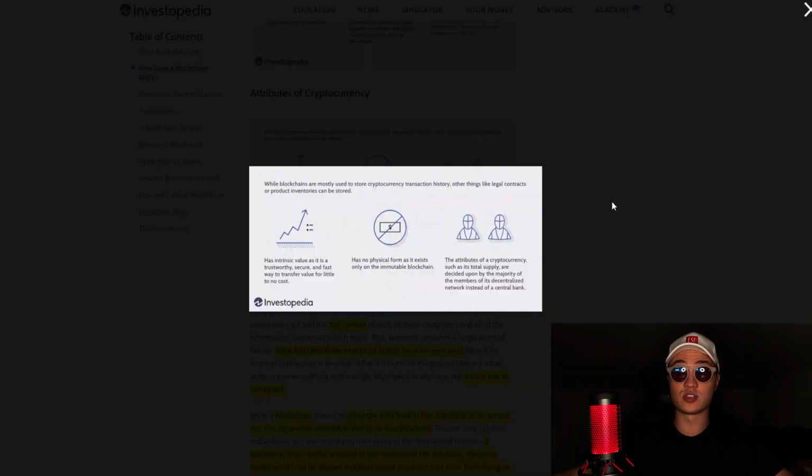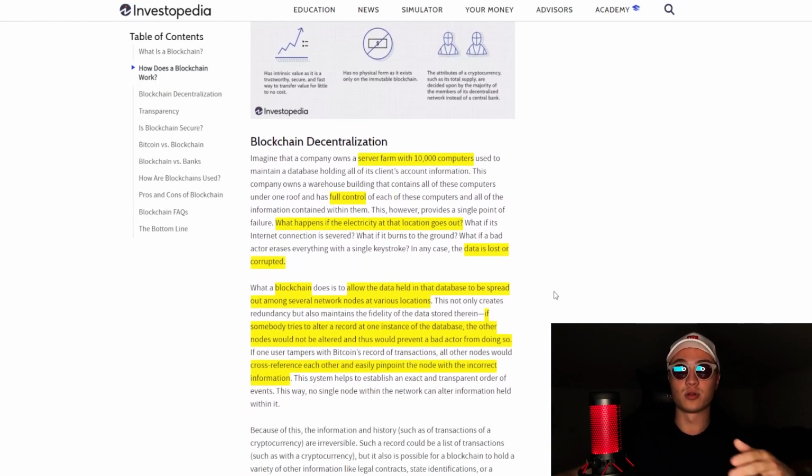Now, some attributes of a cryptocurrency itself, and by the way, you should not use cryptocurrency and blockchain as the same term, because they're not. A cryptocurrency cannot work without the blockchain, but a blockchain can work without a cryptocurrency, which is why I believe it's going to be used as one of the most important technologies in the coming 10, 20, 50 years or whatever, because it's so much more efficient than traditional server rooms, which I'm going to explain in an example right now.